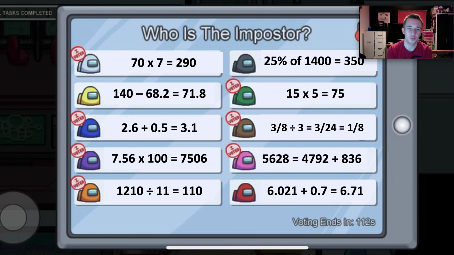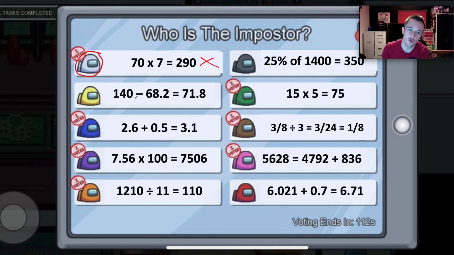Okay, so let's get started together. Now, the first one I'm going to look at is 70 times 7, which it says is 290. Well, my known fact for that is 7 times 7. Now, 7 times 7 is not 29. 7 times 7 is 49. So 70 times 7 would be 490. So, based on that, I can say that this is wrong. So our first imposter straight away is this one here.